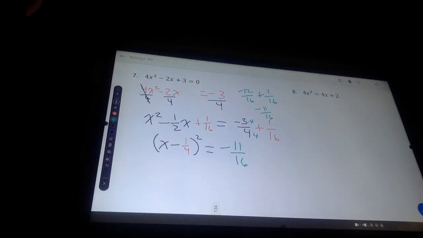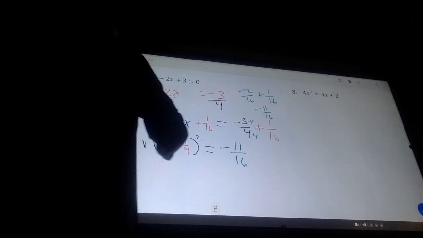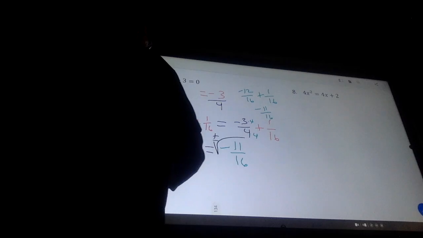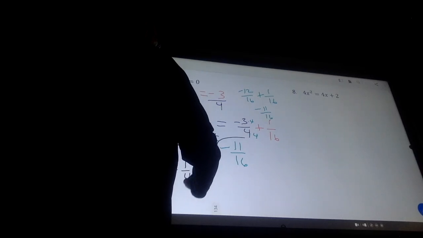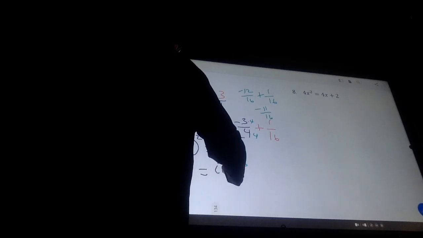Okay. When we do the root, we're going to get an i. But what's nice about the denominator? It's a perfect square. So if I take the square root of it, it's going to go bye-bye. Root, don't forget the plus minus. So I'm going to get i root 11 all divided by 4.